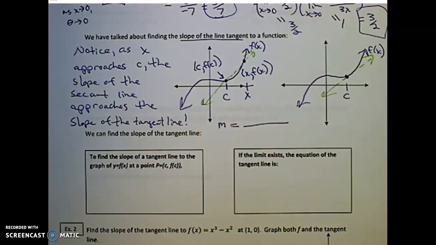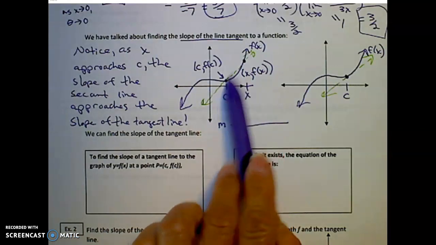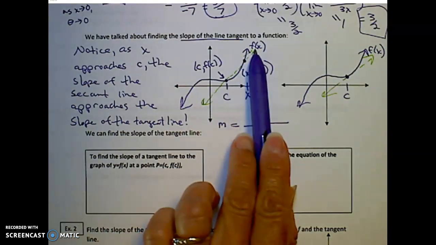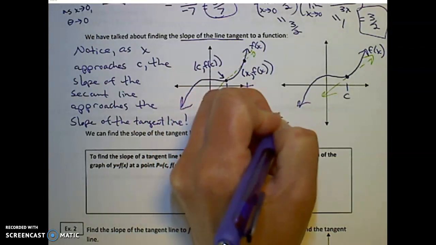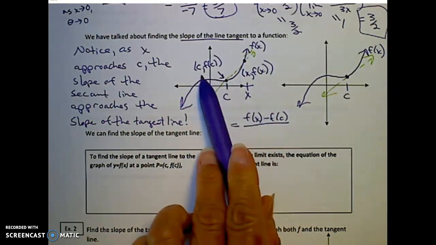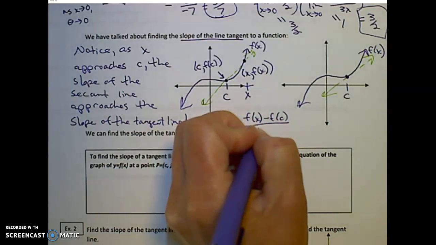Change in y over the change in x. Change in y values are function values, f of x minus f of c, over change in x values, which is x minus c.